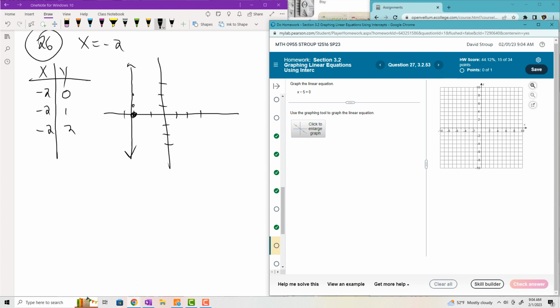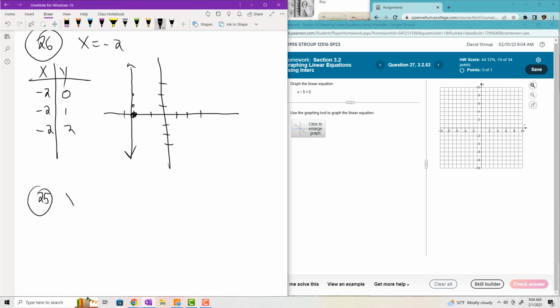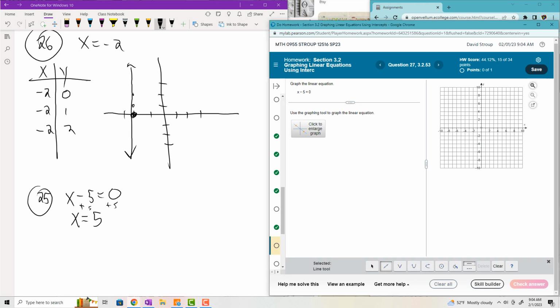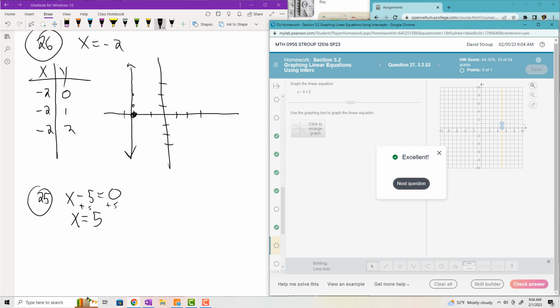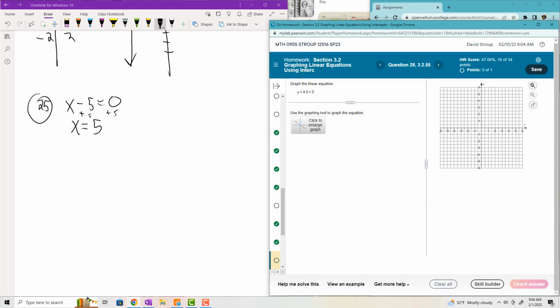Okay, 27, you see x minus 5 equals 0. To get those done, you're going to have to solve for x to get it into our form, right? So it would be x, add 5 to both sides. So x is always 5. So (5, 0), (5, 1). Same deal here. So y will always be -4.5.